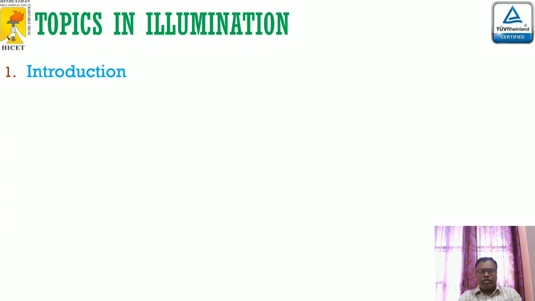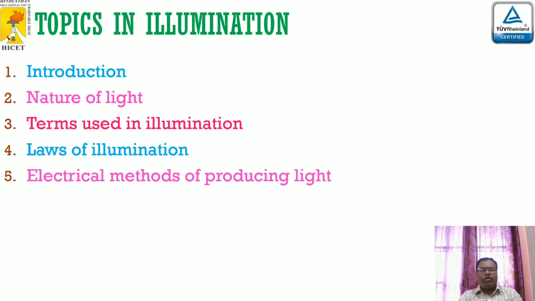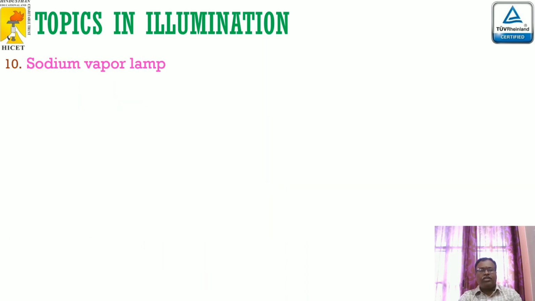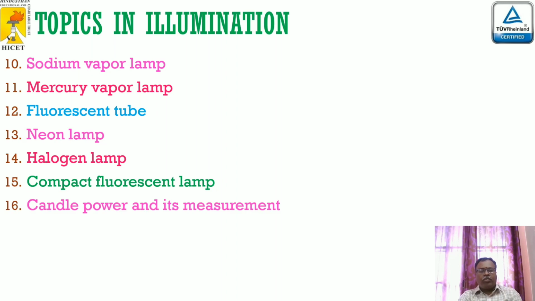So what we are going to see in this video is the introduction to lighting and illumination and the nature of light, what are all the terminologies used in illumination, the laws of illumination, the electrical methods of producing light, and the sources of light, how the light will be ignited, and also the types of lamps: arc lamps, filament lamps, gaseous discharge lamp, sodium vapor lamp, mercury vapor lamp, fluorescent lamp, neon lamp, halogen lamp, and compact fluorescent lamp.